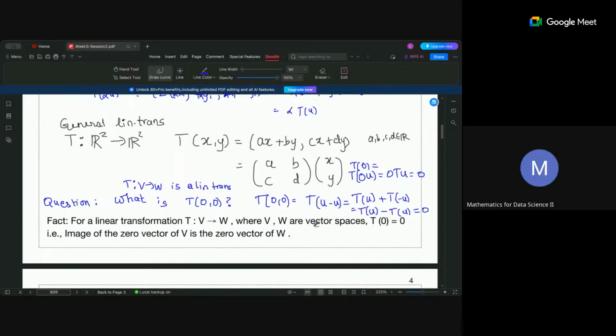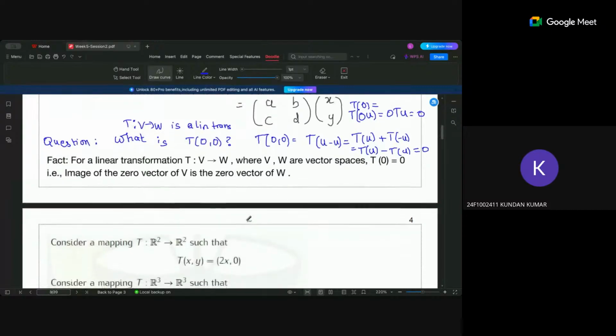If x and y are zero, whatever coefficient we multiply by, we will get zero only. Of course, this u is any vector from V, so your V can be any vector space. So of course, Rn you can apply.